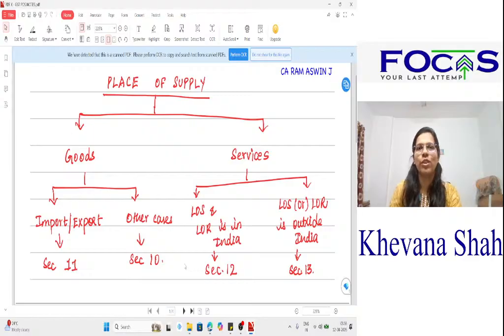So today we are going to study the place of supply. In that we are going to see what is the place of supply for goods which are domestic supplies. Okay. So that comes under our section number 10.